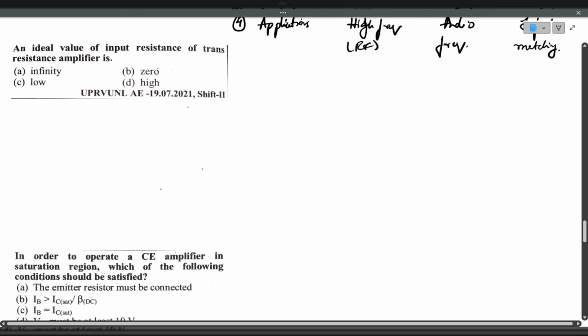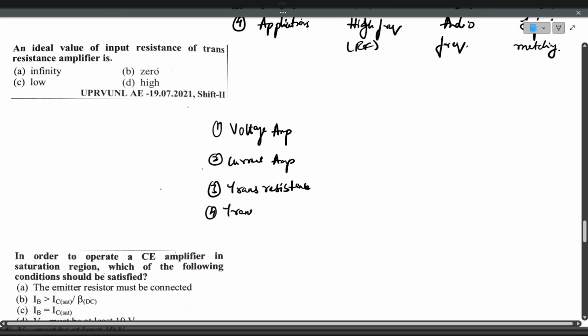So next question. An ideal value of input resistance of trans resistance amplifier is. Here we'll see we have 4 types of amplifiers. The first one is voltage amplifier. Second one is current amplifier. Third one is trans resistance amplifier. Fourth one is trans conductance amplifier. Anything can be asked in the examination. We'll see these 4 amplifier parameters in detail.